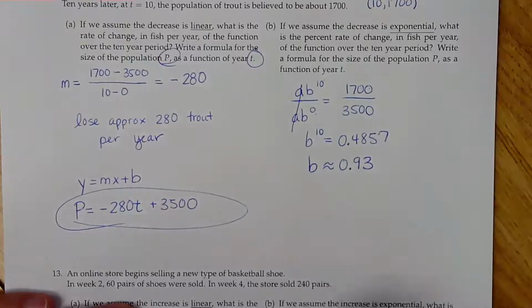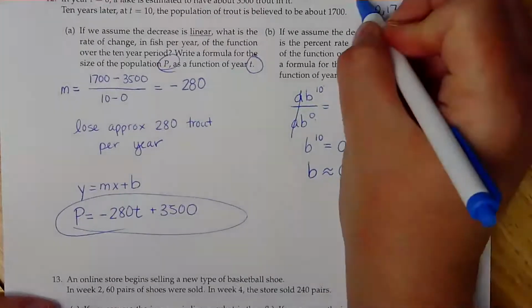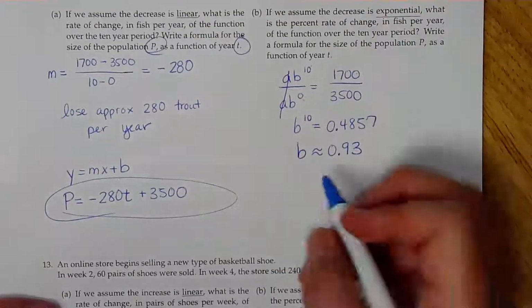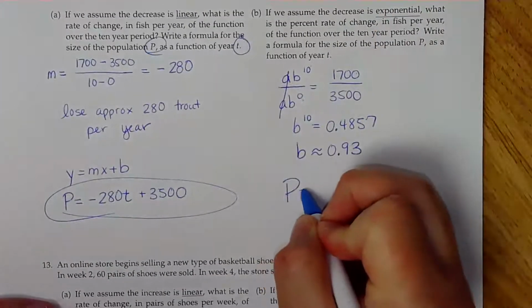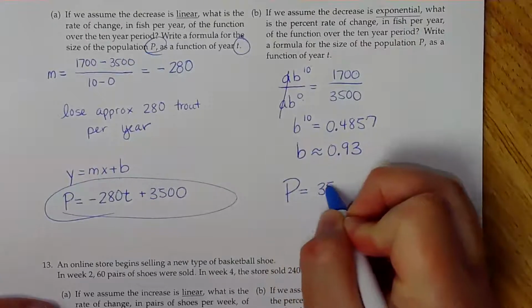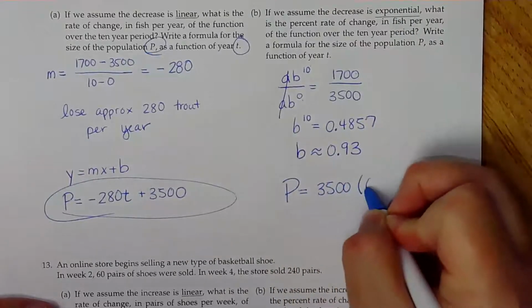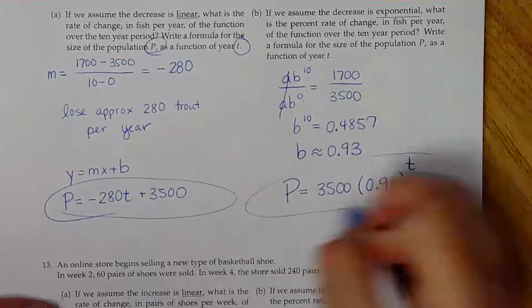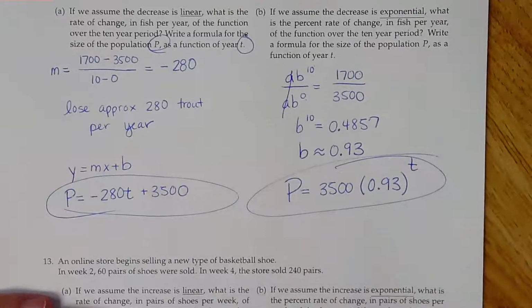All right, and then my formula here, so I know my initial population is at 3,500, so it does make this easier. I already know what A is. So P is 3,500 times the 0.93 to the T. And that would be my exponential model for that.